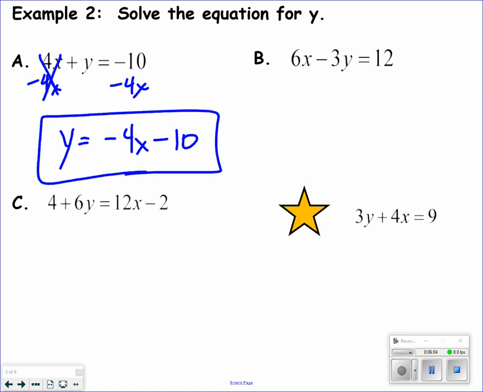Remember, in a previous lesson, we talked about like terms. Like terms mean you have to have the same letter, same exponent. So again, if they are not alike, don't add them together.